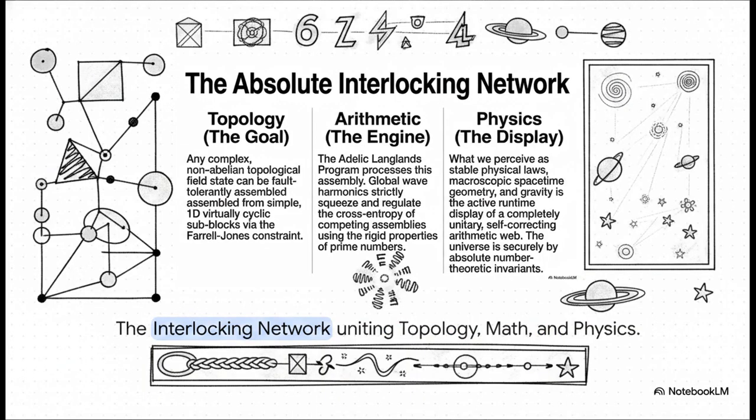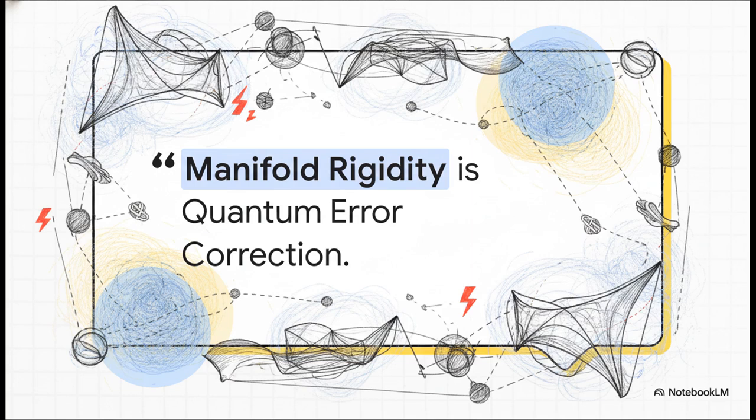This absolute interlocking network unites our entire journey today. Topology provides the goal, fault-tolerantly assembling complex spaces. Prime number arithmetic provides the engine, the Adelic Langlands Program strictly regulating cross-entropy. And smooth, stable physical laws, the macroscopic universe we actually experience, are just the final cosmic runtime display of this incredible arithmetic web. This reveals a profound physical paradigm.